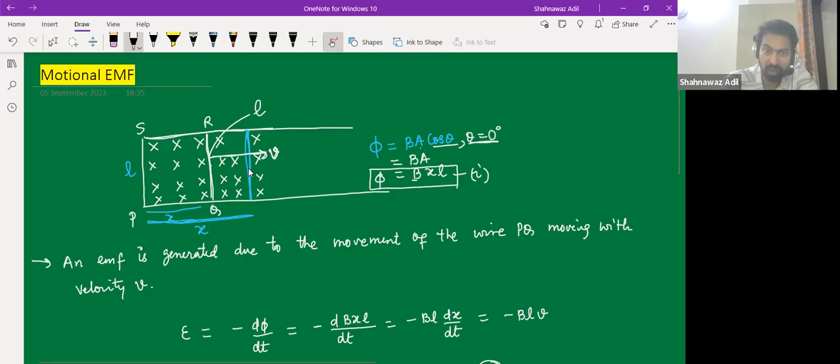Okay, so this is higher potential, this is lower potential. Is this part clear? Clear, Aisha? Yes, sir.